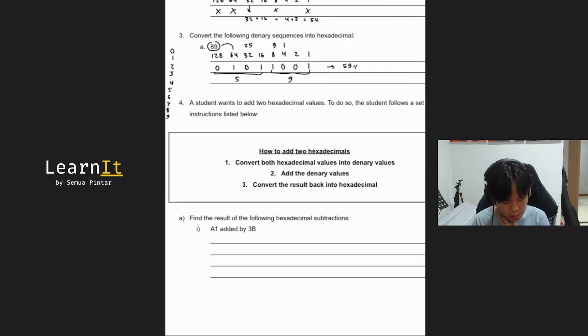A student wants to add 2 hexadecimal values, and to do so, the student follows a set of instructions listed below. 1. Convert both hexadecimals into denary. 2. Add the denary values, and 3. Convert the result back to hexadecimal. Okay, this is quite annoying because if you count, there are going to be 4 conversions for each hexadecimal. So from hexadecimal to binary to denary, and from denary to binary to hexadecimal. That's okay. Let's do this step by step.